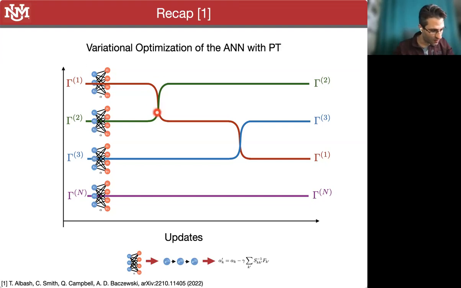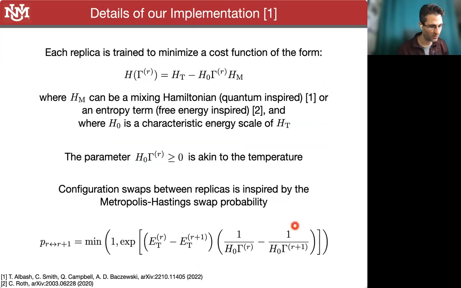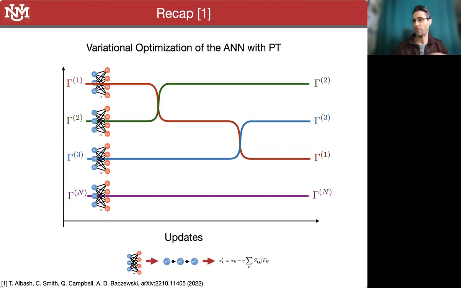And then at specific points, let's say after every 50 updates, you allow a parallel tempering swap move. And so you accept a swap move according to this probability. And then you just keep, yeah, go ahead.